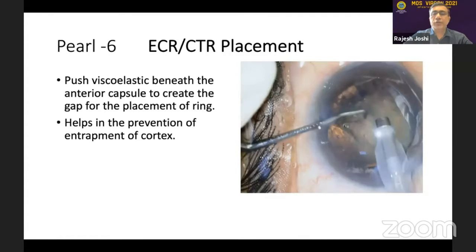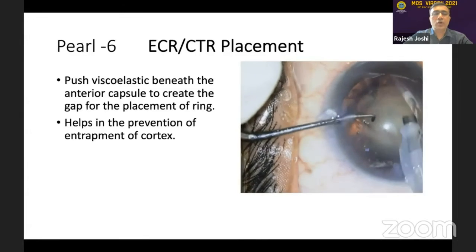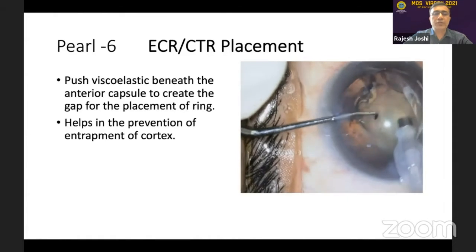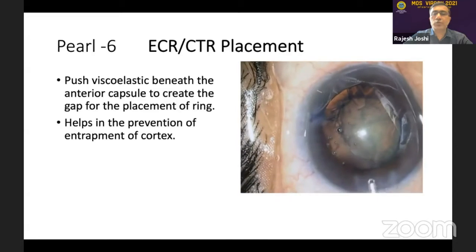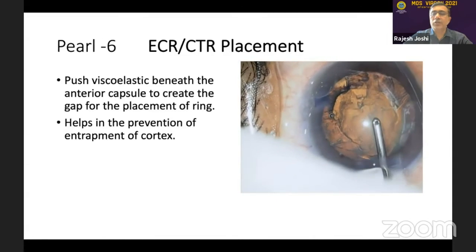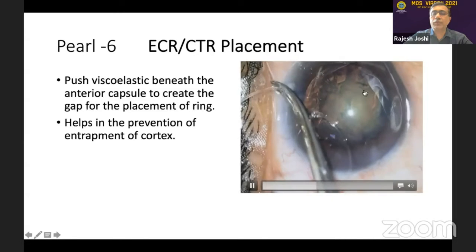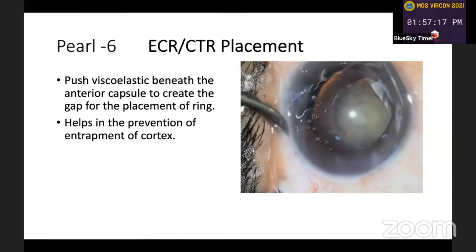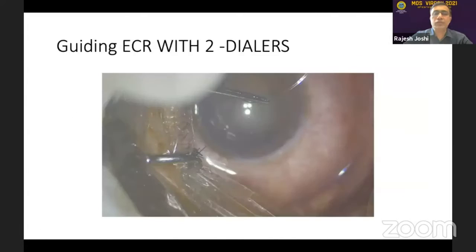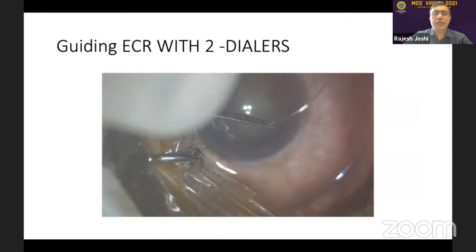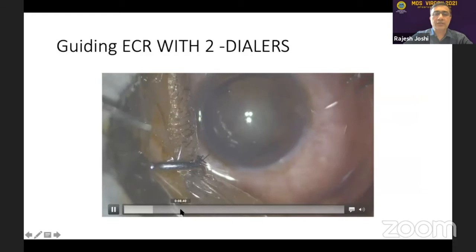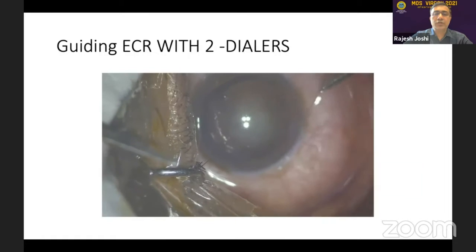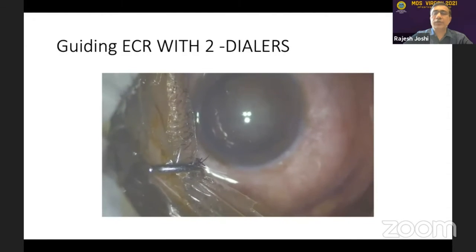This is another video of endocapsular ring placement. Always push viscoelastic beneath the anterior capsule to create a gap for the placement of the endocapsular ring. It helps in the prevention of entrapment of the cortex. So if you have zonular adhesions, always place viscoelastic beneath the anterior capsule and then go for placement of the endocapsular ring. The ring is guided with the help of a dialer, which is placed through the side port, so as to guide the endocapsular ring inside the bag.